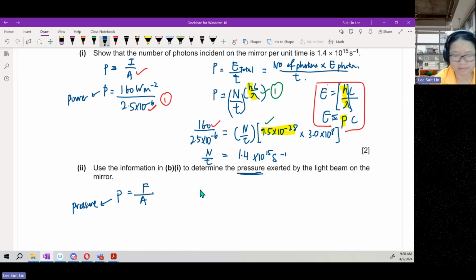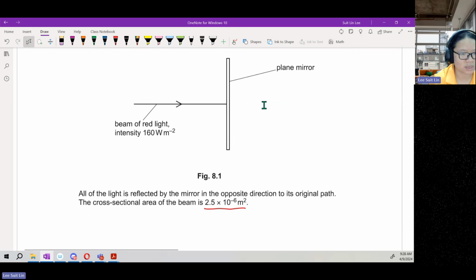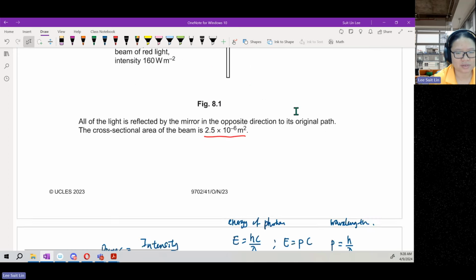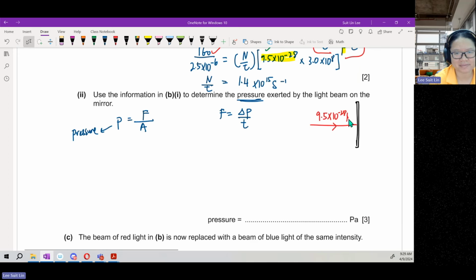But to find the force, let's find force first. It is the change in momentum over time. So let's consider your light beam. Your red light will come here with a momentum of 9.5 times 10 to the power negative 28. What unit did they use? Newton. Yeah, Newton second, Ns. But then it will reflect with negative, opposite direction, 9.5 times 10 to the power negative 28 Ns.